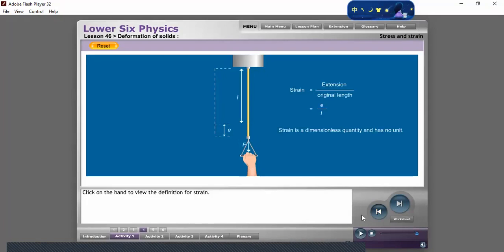So now, strain is the extension of the cord divided by the original length. So this means that strain is a dimensionless quantity and has no unit.